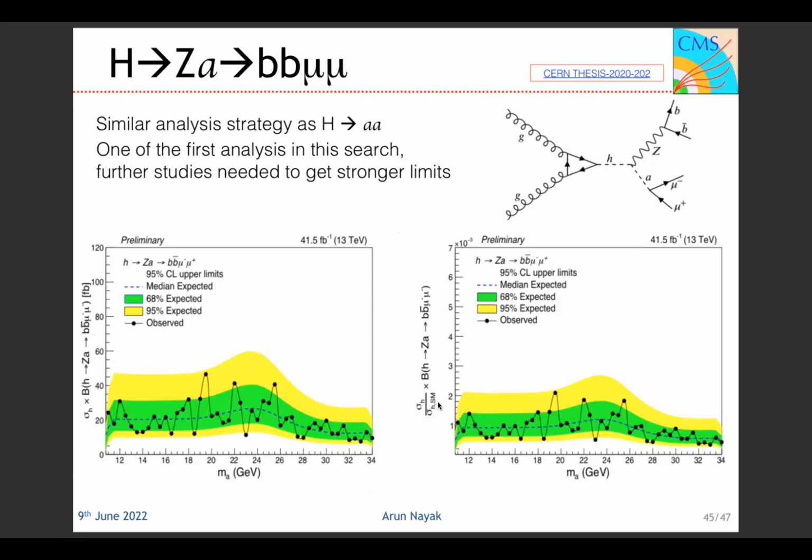actually not that stringent, as you can see here. This is on the production cross-section times branching fraction. This is normalized to the standard model one. So this is less stringent compared to the previous analysis. So it probably requires better analysis techniques to improve the sensitivity in this case.